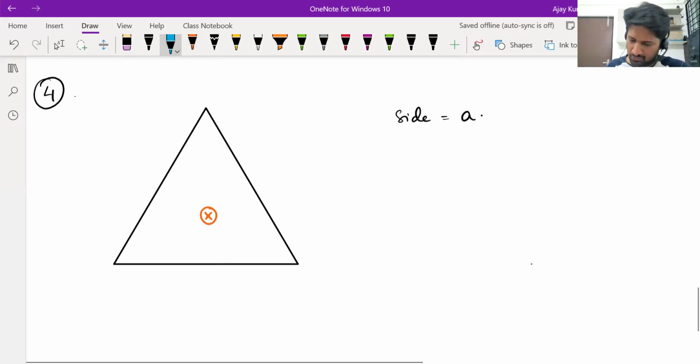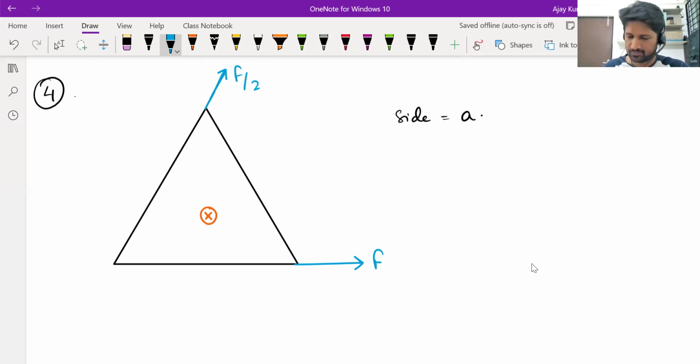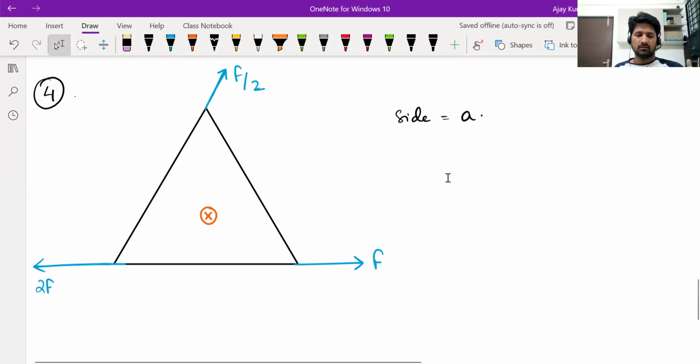Okay, let's say some forces are applied. One force acting along this side of the triangle, let's call it F. One force acting this way, let its magnitude be F by 2. And another force, a third one, let's say is acting like this, 2F. Calculate the net torque about the centroid.